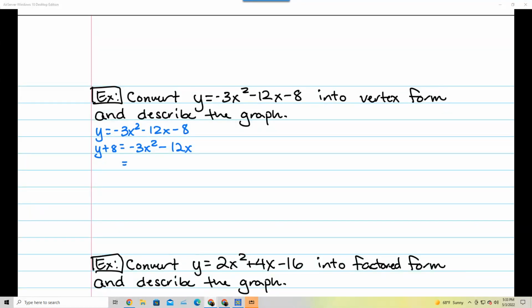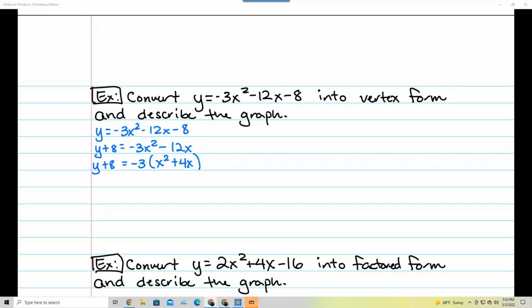So I'm going to factor out just the number, which is negative 3. And I'm going to leave the x squared, and to get it back, I need an x squared and I need a positive 4x. So that's me factoring out the negative 3, not the x. Leave the x there, okay? And I get a y plus 8 over here.